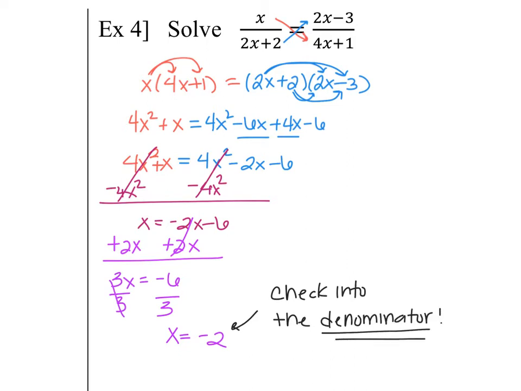Numerators can be 0, that's not a problem. The denominators cannot. So again, let's just do this in our head. So negative 2, let's plug that in up here. So 2 times negative 2 makes negative 4, plus 2 makes negative 2. So this one is not 0, so we're good so far.